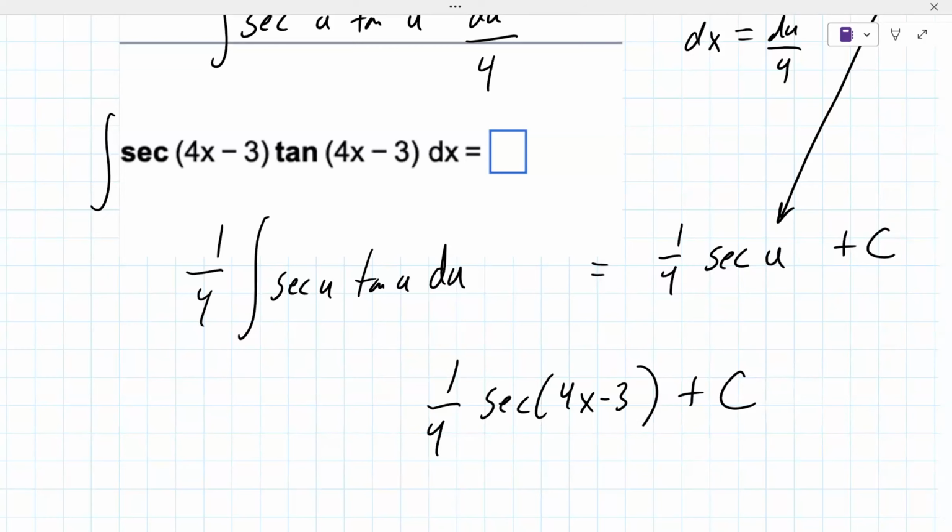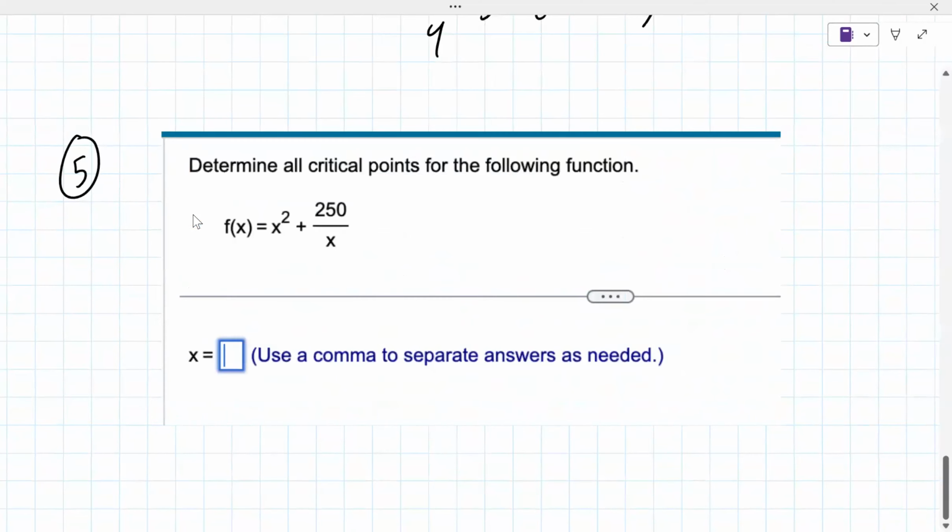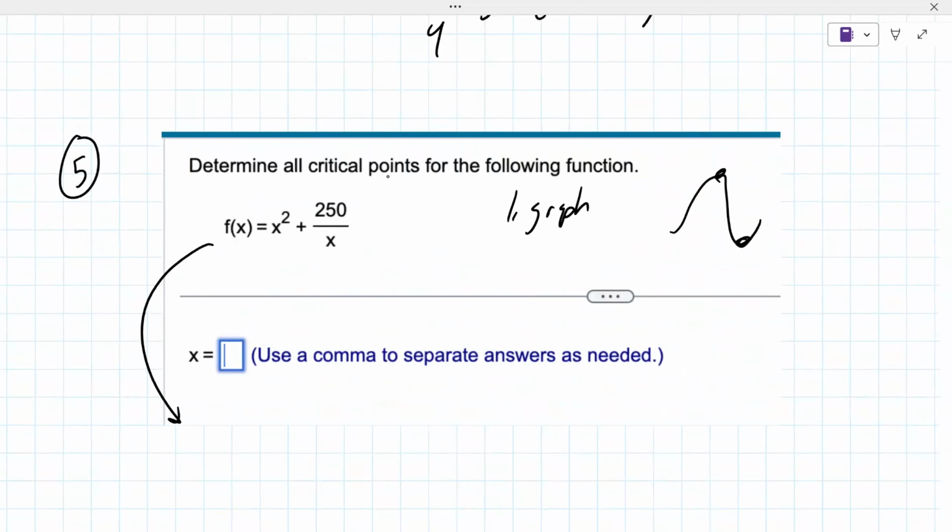All right, next problem I have here is 5. 5, okay. Critical points. There's two ways to do this. The one is to graph and look for peaks and valleys. The other way is to take the derivative and set it equal to 0.